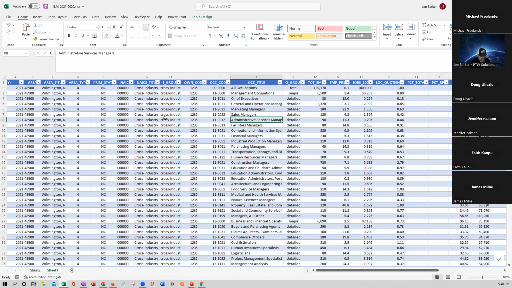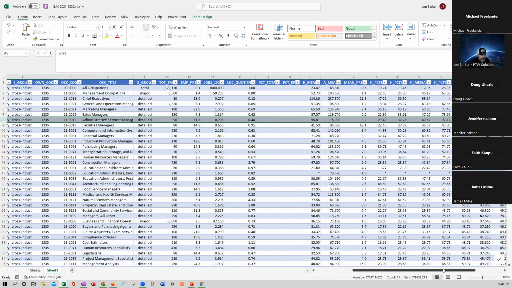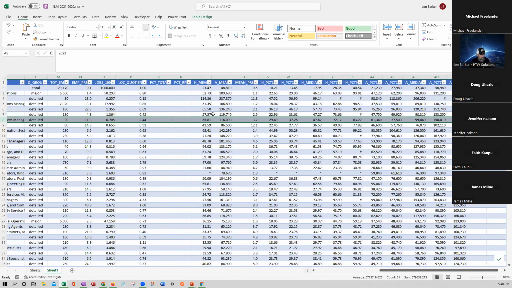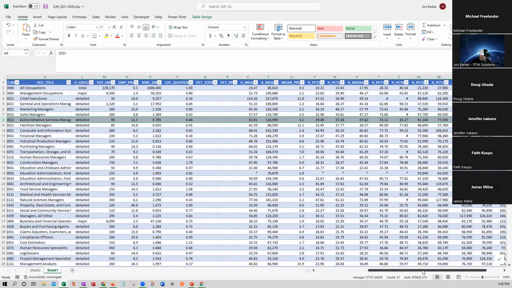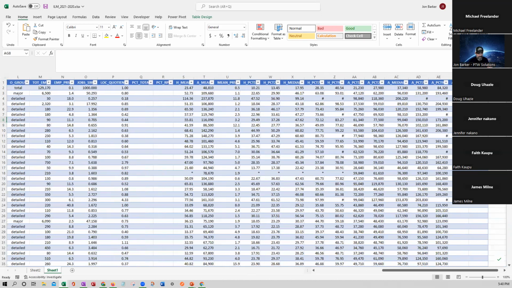And the beauty of this data is that it tells me how many employees are in there and what the average rates are. For this labor category, an administrative service manager, the average salary is 116K. So I would take the low of 61K, then I would take the high of 173K, and that's my range for my DL.